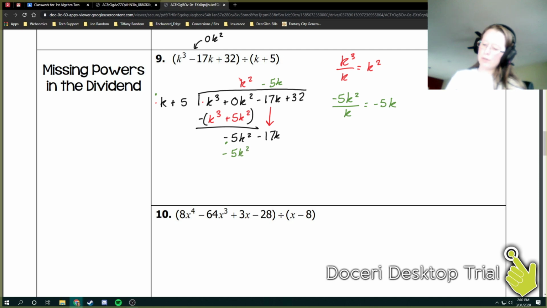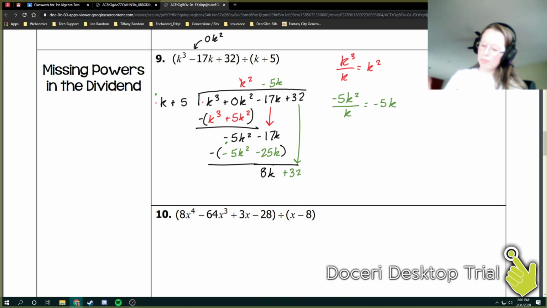Negative 5k times 5 is going to be a negative 25k. Then we subtract. First ones always cancel out. Remember that subtracting changes your sign, so we have negative 17 plus 25. So that is 25 minus 17. If I take away 10, gives me down to 15. Take away 5, gets me down to 10. Take away 2 more. 8. And bring down the 32.